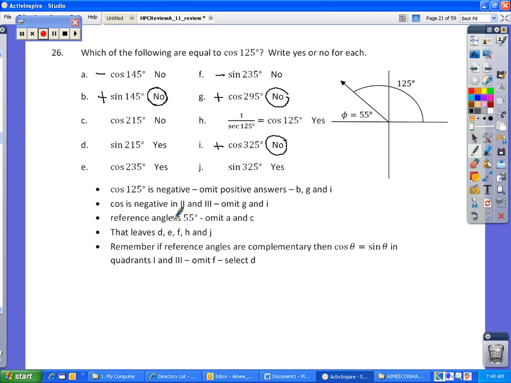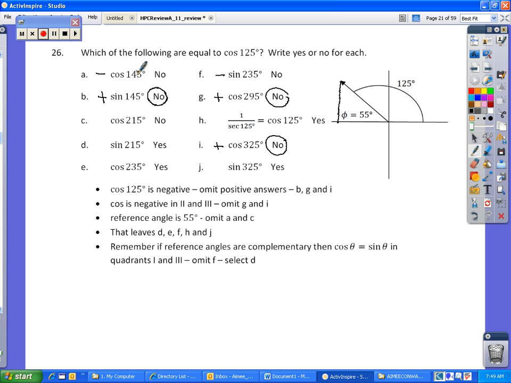My reference angle is 55 degrees. Okay, here's my reference angle. Remember, when I sketch that, my reference angle is always drawn to the x-axis. So my reference angle is 55 degrees. So everything else that I look at should have the same reference angle as 55 degrees. So let's take a look at my reference angles for all of these.